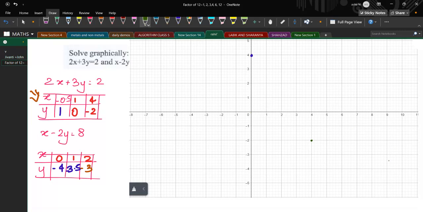Okay, next one will be 1 and 0. It will come here. And then minus 0.5 and 1. It is correct. Now it is coming as a straight line. The green one is the first equation. Now let us see the next one, 0 and minus 4, 1 and minus 3.5.